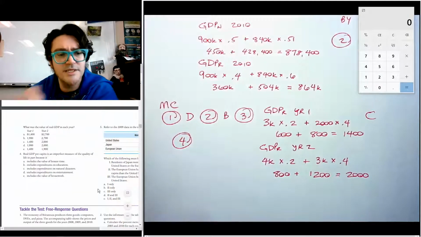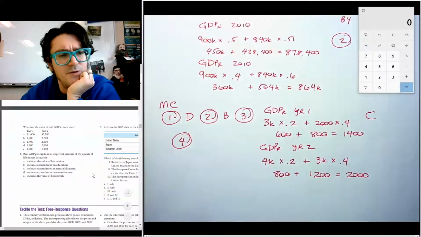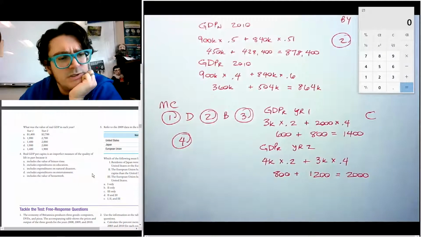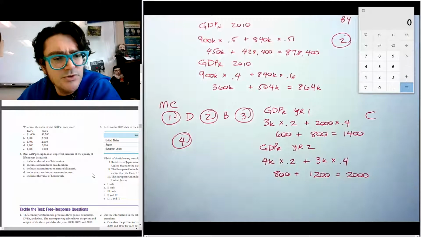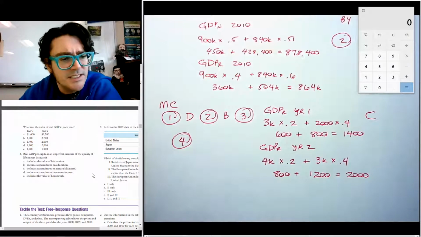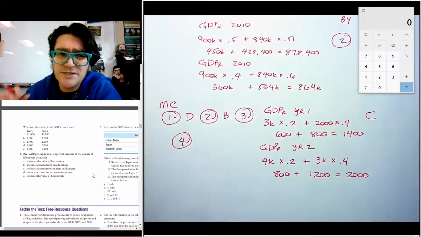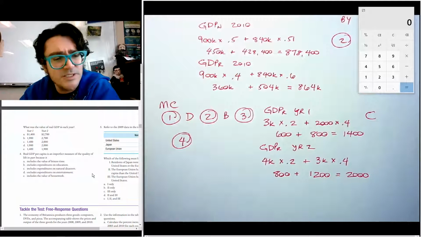Real GDP per capita is an imperfect measure of the quality of life in part because it includes the value of leisure time. No, it doesn't. So that's not it. Excludes expenditures on... no, it doesn't do that. It includes those. C, includes expenditures on natural... it does do that, and that does bring your quality of life down. So I'm going to probably guess C, but let's look for the others.